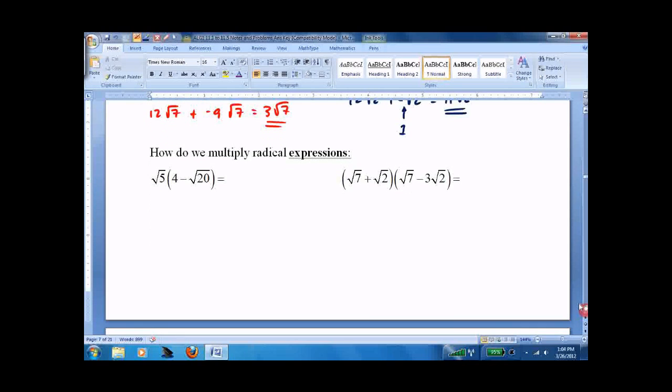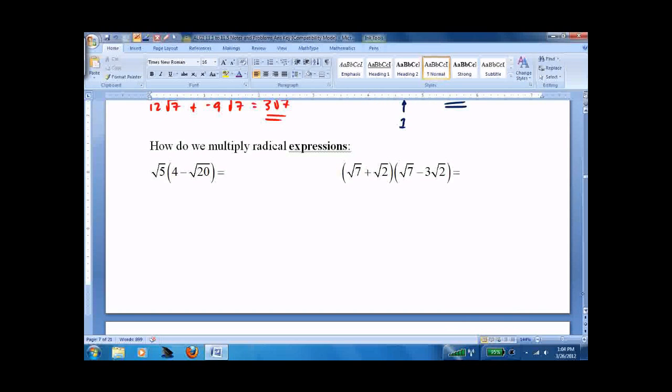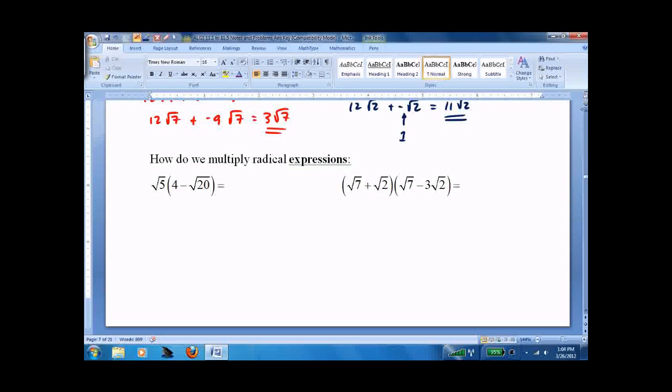And last part. How do we multiply radical expressions? We distribute. Same thing we've been doing. Root 5 times 4 is 4 root 5. Notice we don't write root 5, 4, because it looks like the 4 is under the radical. That's it.